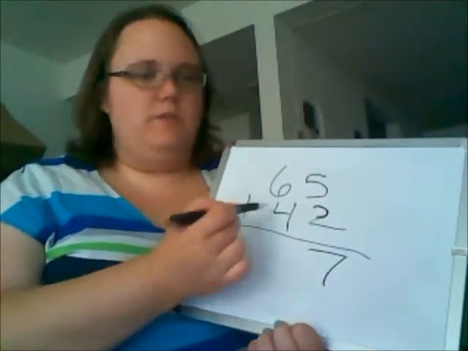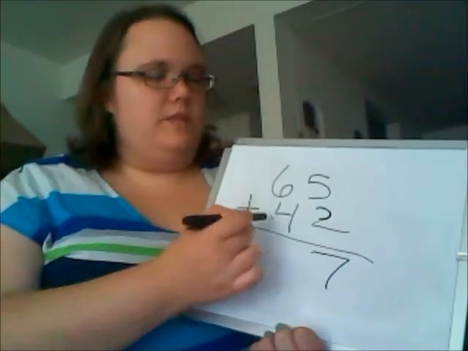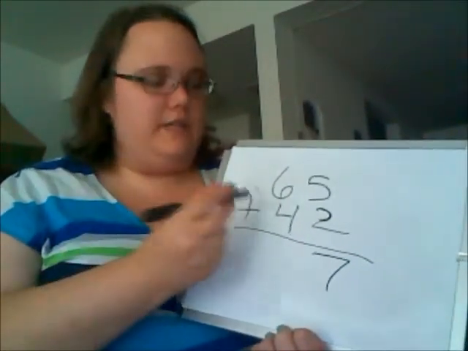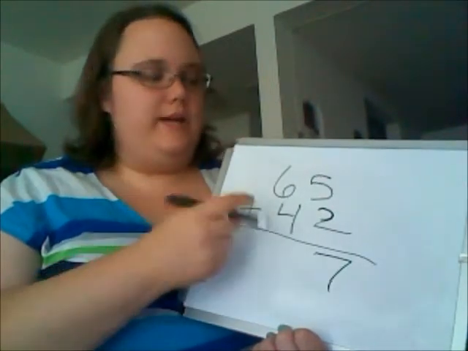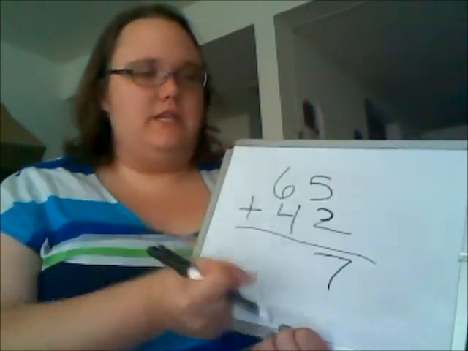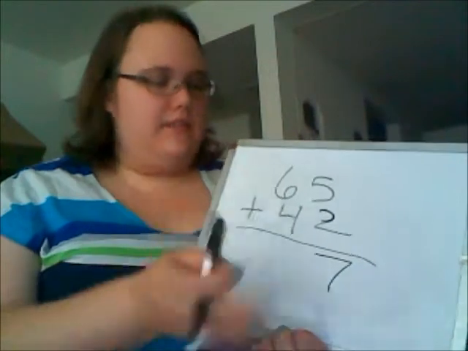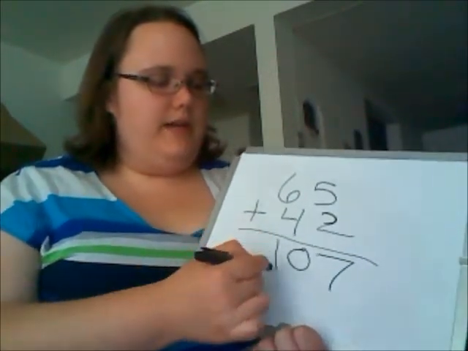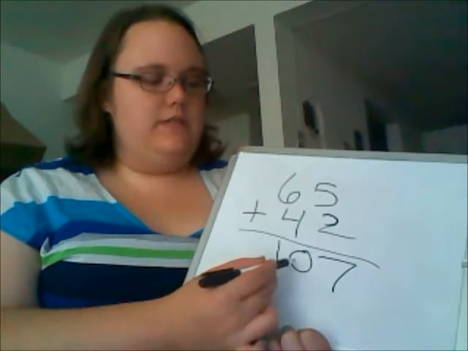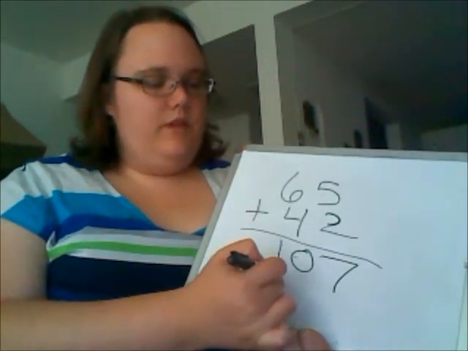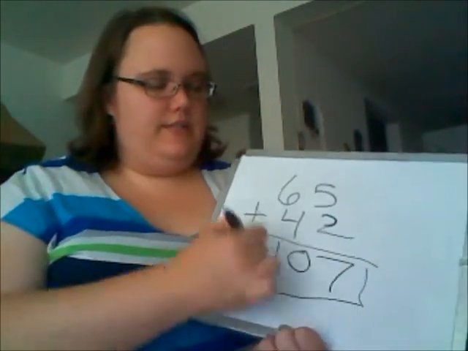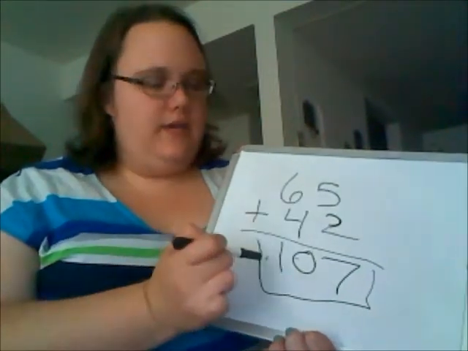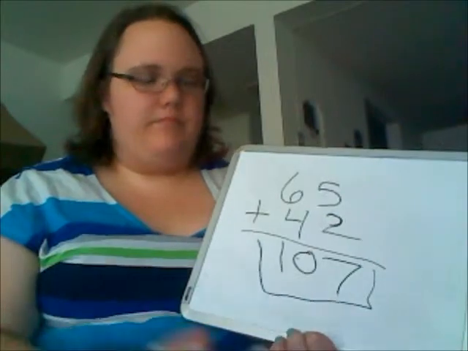Then I have my tens. 6 plus 4. I don't know if I know that one, so I can again count on from 6 up 4 more times to get to my answer. So I start 6, 7, 8, 9, 10. So it's 10. I just don't put the 0 down here though, because my answer is 10. So I put the whole 10 here. And so now my answer is 107. So my equation goes 65 plus 42 equals 107.